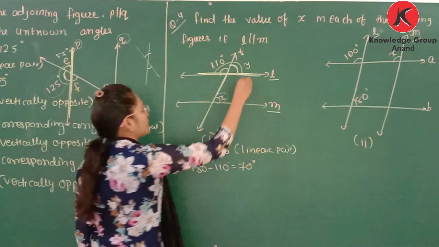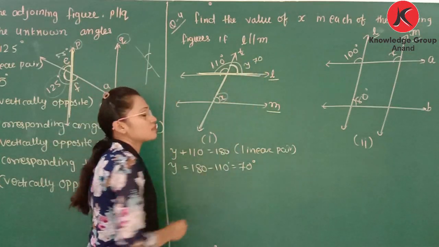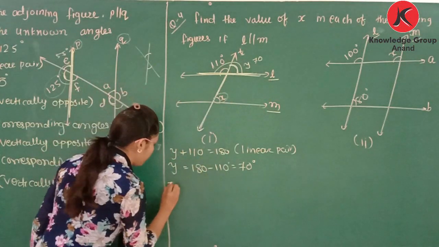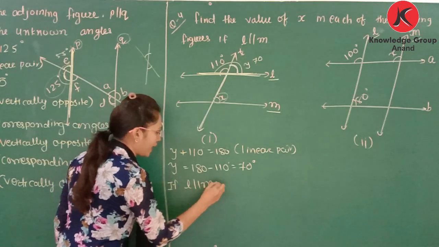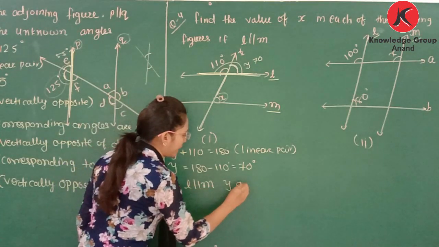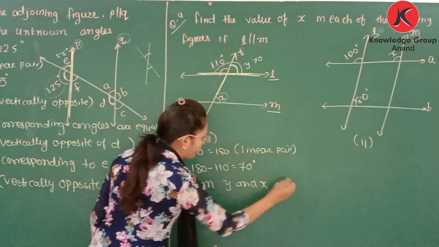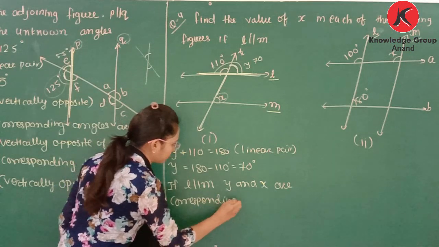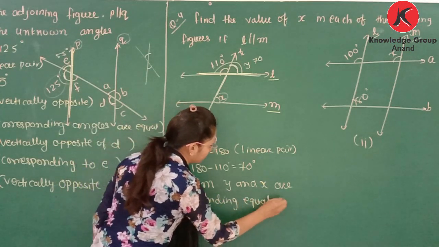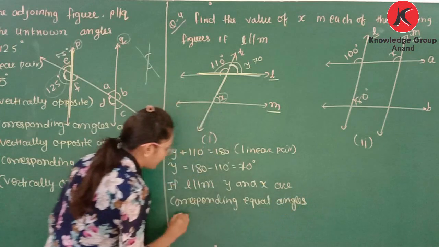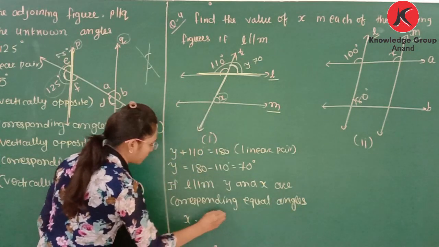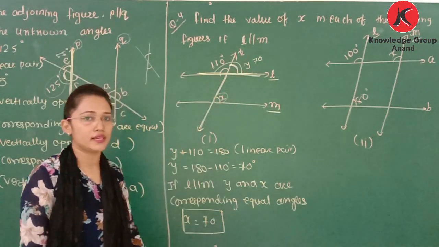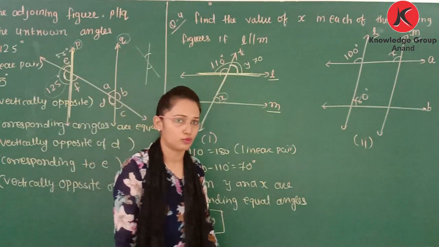Clear? Now if this angle is 70, then X is the corresponding angle if two lines are parallel. So if L is parallel to N, Y and X are corresponding equal angles. So we can write X is equal to 70. Why? Because Y and X are corresponding angles and in parallel lines they are equal.